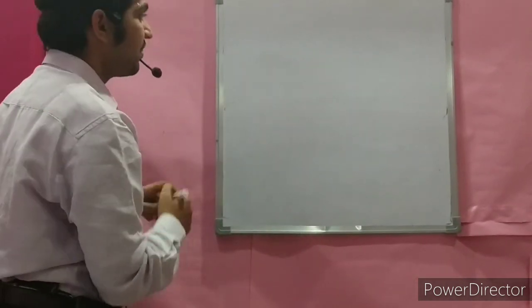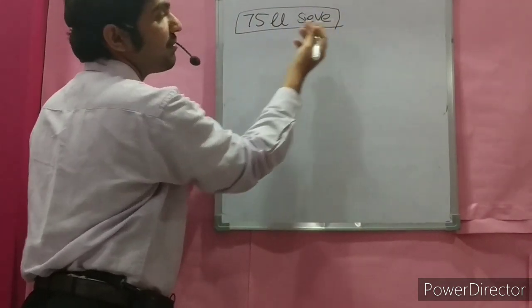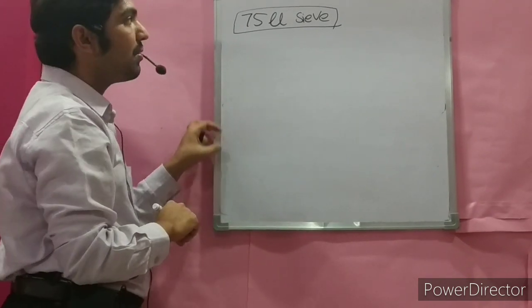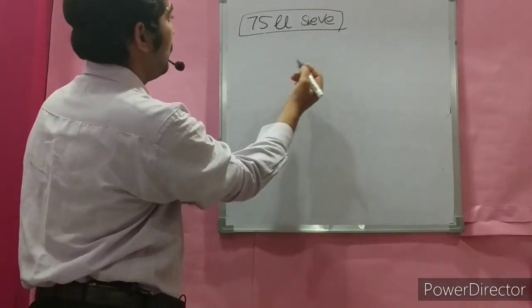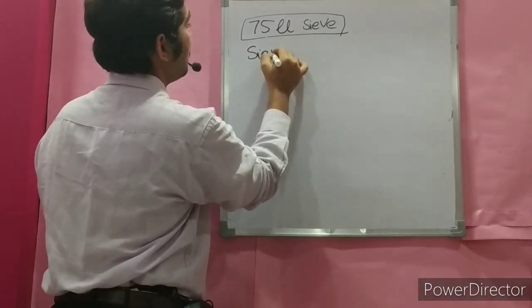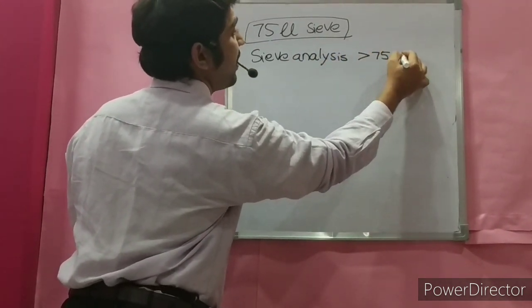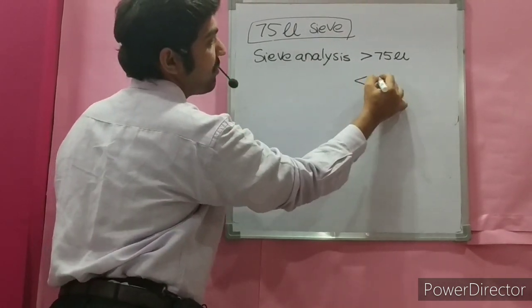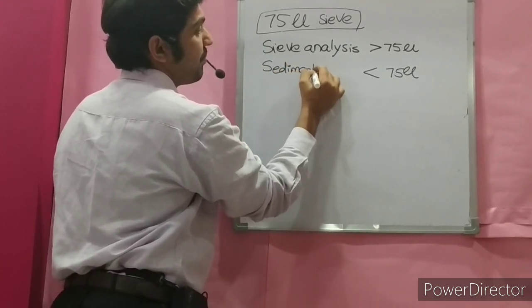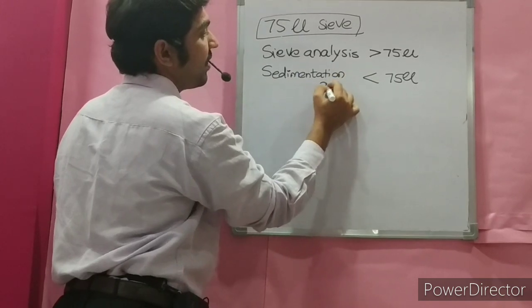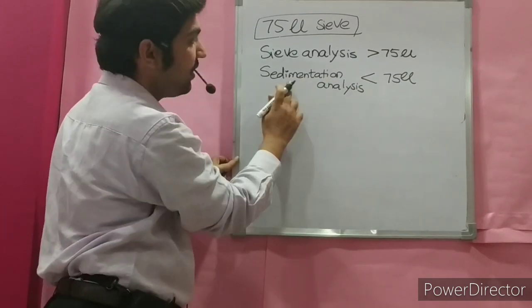Coming to the analysis, the 75 micron sieve is widely used in the laboratory because this is the smallest size of sieve available in the laboratory. This sieve distinguishes between coarse grained soil and fine grained soil. Sieve analysis is done for particles above 75 micron. For particles less than 75 micron, which analysis do you do? You do sedimentation analysis. Particle size more than 75 micron, sieve analysis is applicable. Particle size less than 75 micron, you do sedimentation analysis.